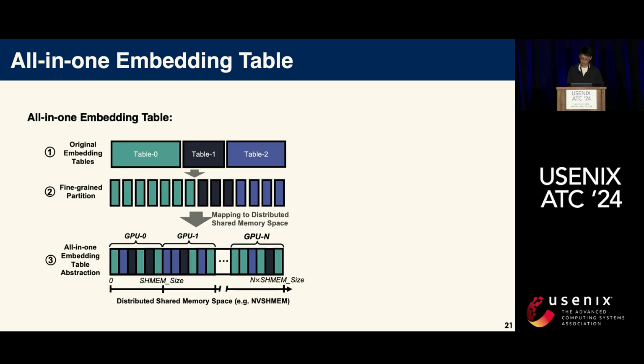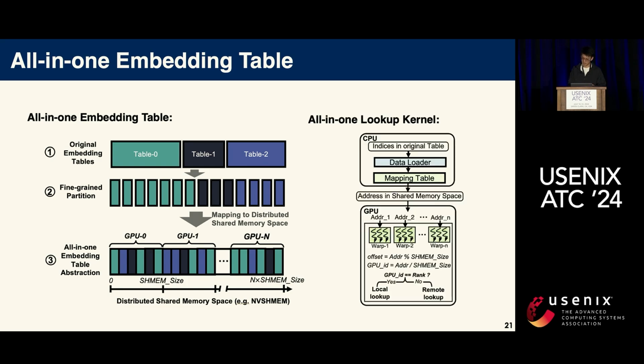To implement the all-in-one embedding table, we map the embedding partitions into a distributed shared memory space, which is a symmetric memory space that can be accessed by all GPUs. And many frameworks support this kind of abstraction, such as NVSHMEM developed by NVIDIA. And by mapping the partition into a shared memory space, we can convert the embedding index into an address in the memory space and use a single kernel to handle all the embedding partitions. As shown in the figure on the right, the addresses are decoded by the kernel at runtime to identify the GPU ID and the memory offset, which then will trigger local or remote embedding lookup.